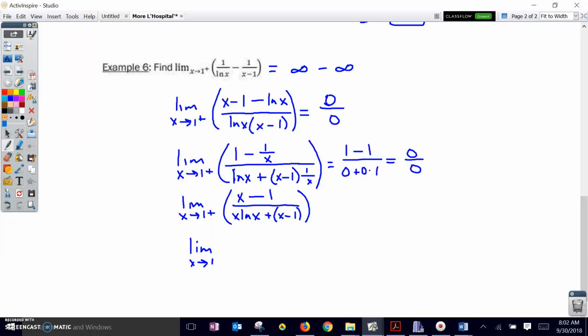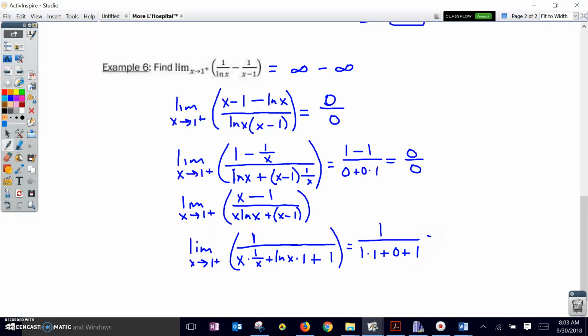And so this turns into the limit as x approaches 1 from the right of, and the derivative of the numerator is 1. The derivative of the denominator is x times the derivative of natural log, plus natural log times the derivative of x minus 1, which is just going to be 1. And so if I take this limit as x approaches 1 from the right, I've got 1 over 1 times 1 plus 0 plus 1, and that's going to be 1/2. And that is our limit here in example 6.